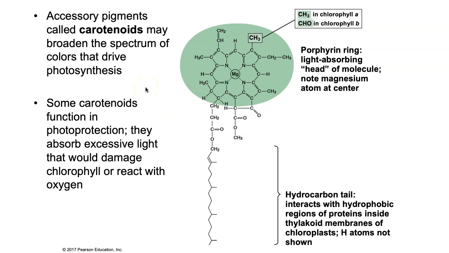It's also talking about accessory pigments such as the carotenoids. What they do is they broaden the spectrum of what this plant is able to absorb. This isn't able to absorb green, so instead the carotenoids might be able to absorb some of that excess light energy so they can use that. And it says it also absorbs excess light energy, which would damage the chlorophyll or react badly with oxygen. So just note, the photosynthetic pigments, particularly chlorophyll A and chlorophyll B, have this porphyrin ring structure.